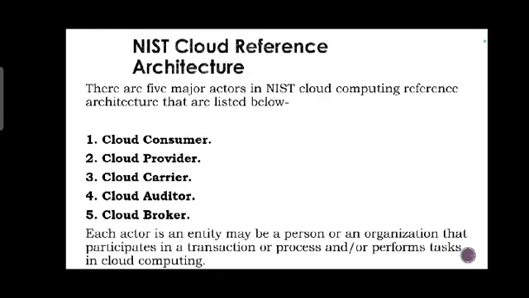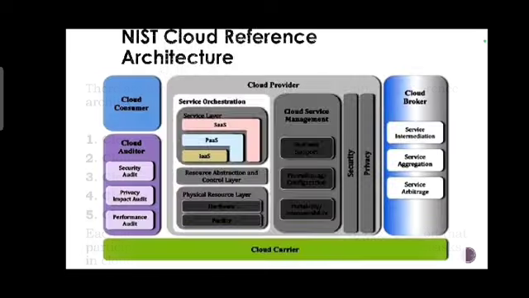NIST Cloud Reference Architecture. There are five major actors in the NIST Cloud Computing Reference Architecture that are listed below: cloud consumer, cloud provider, cloud carrier, cloud auditor, and cloud broker. Each actor is an entity, may be a person or an organization, that participates in a transaction or process or performs tasks in cloud computing. Here is the diagrammatic view of the NIST Cloud Reference Architecture.